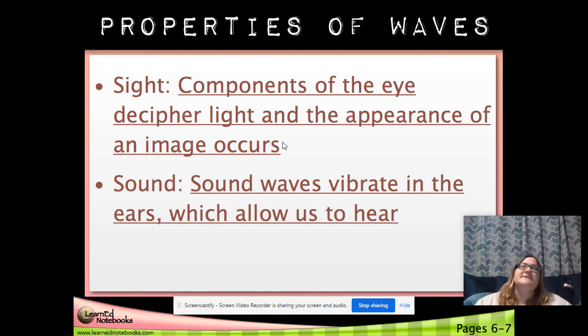Sight. Okay, so this is a part where we did a little bit different. Sight is the components of the eye decipher light and the appearance of an image occurs. Sound is sound waves vibrate in the ear, which allows us to hear. Remember, we have rods and cones in the retina of our eye. Light comes through our eyeball, through the cornea, and goes to the back of the eye, and that's how we see a picture. Sound, it's going into our ear.